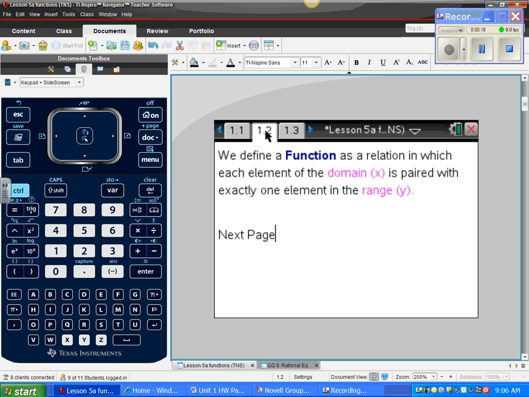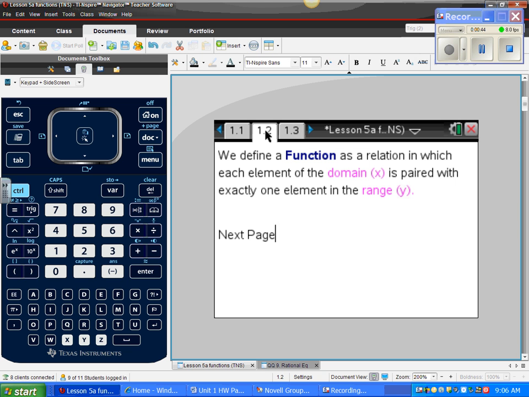A function is a relation in which each element of the domain X is paired with one element of the range Y. Essentially, you can't have an element of the domain go to more than one element of the range, okay? Which means if we're talking about a point, what can't repeat, X or Y? X, okay? X cannot repeat. If we're looking at a set of points, X can't repeat.